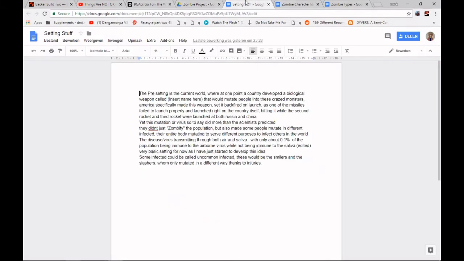Now, let's start with the setting. Like you can read here. Let me read it out for you. This is the setting, how I want to make it. Of course, if you have any tips or things that you would like added or things you would love to see, please leave a comment down below. But let's get on with it.